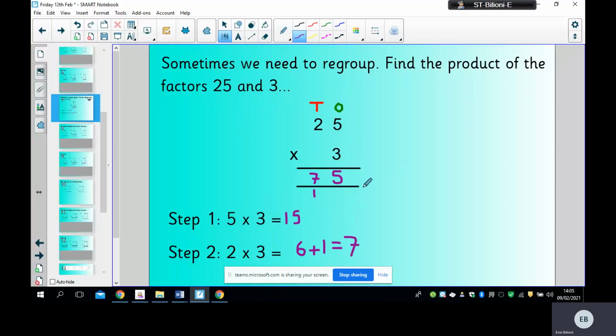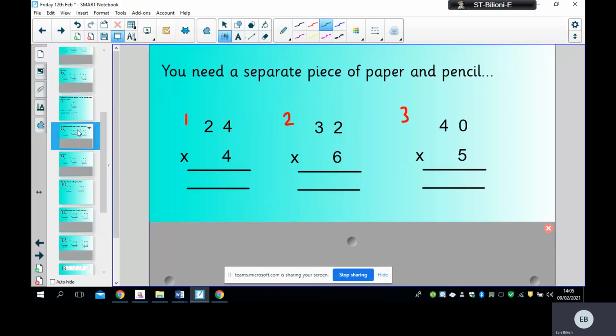So we've had to regroup because we had to move this 10, because we know that in 15 the 1 stands for tens, and the 5 is in our ones column. So we've had to move our 1 into the tens column. So here are some examples that I want you to pause the video again and have a try and see if you can do them.